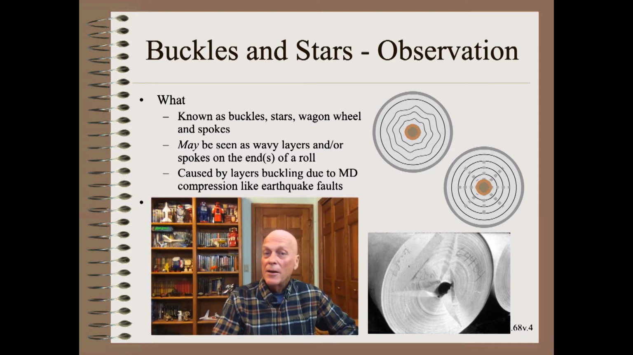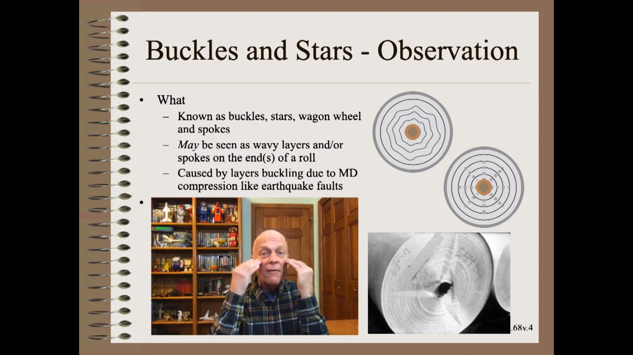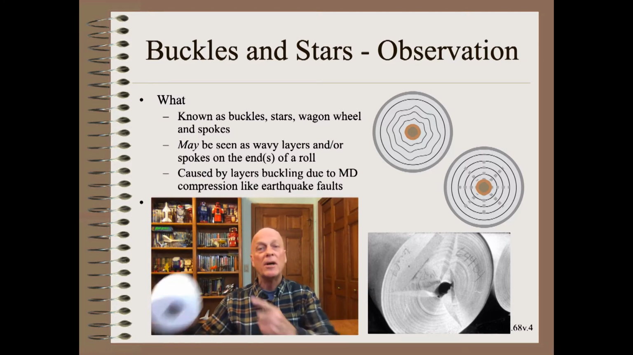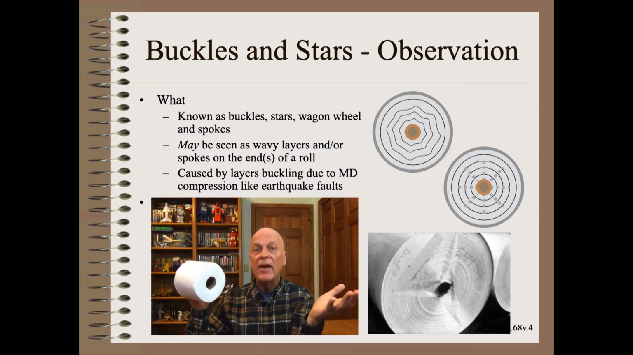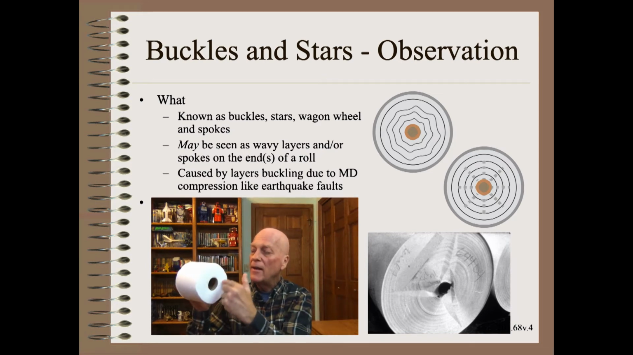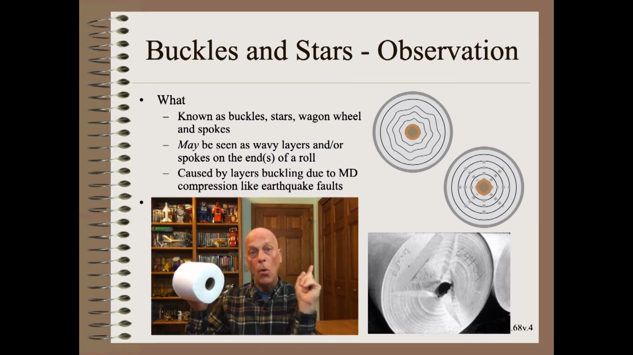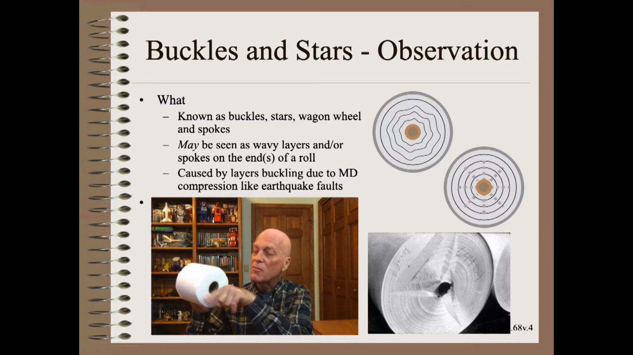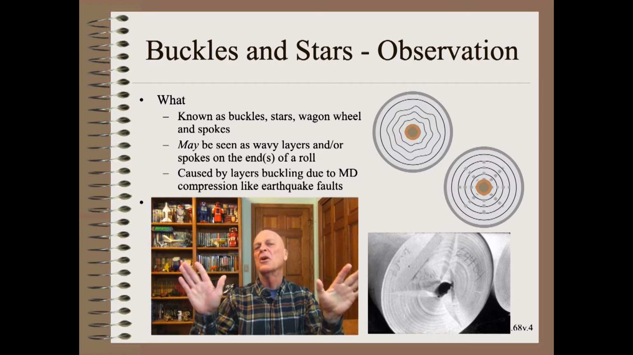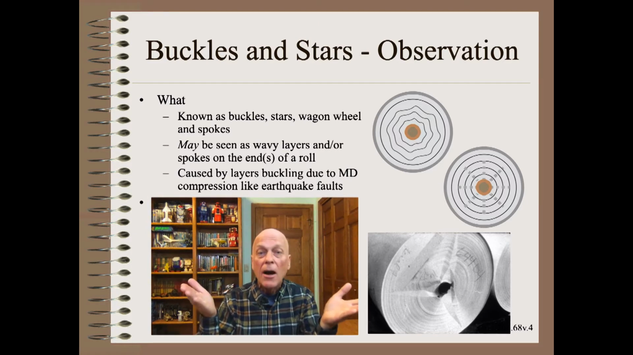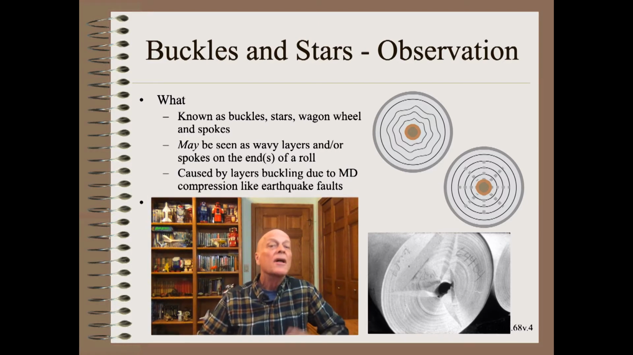Let us begin by paying attention to the visuals. If the buckle can be seen from the edge of the roll, as it sometimes might, it may show as a wavy pattern, or it may show as spokes, or both. Worry not about the appearance for now. They are pretty much the same mechanics.